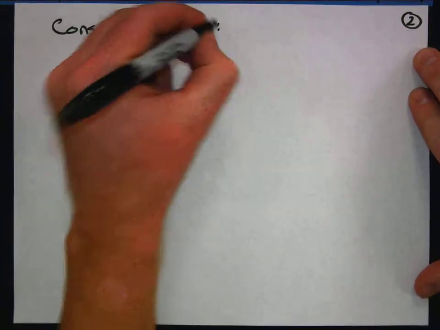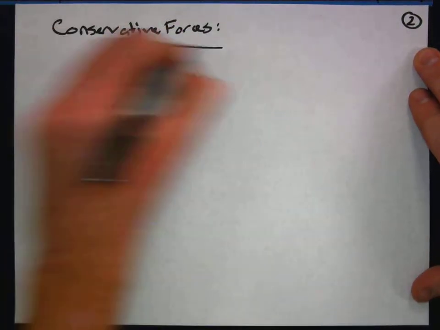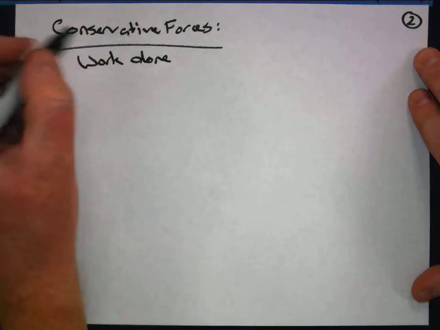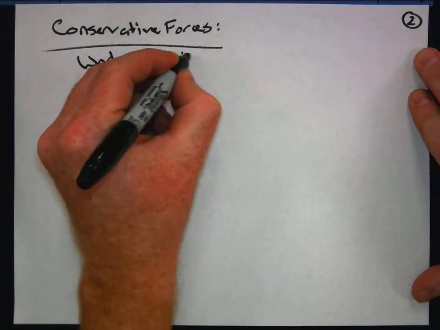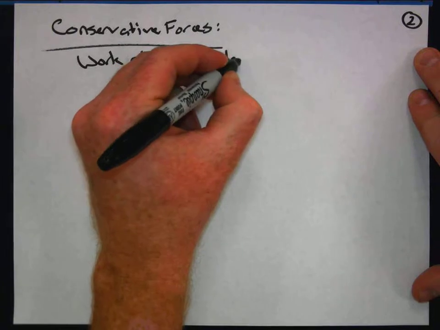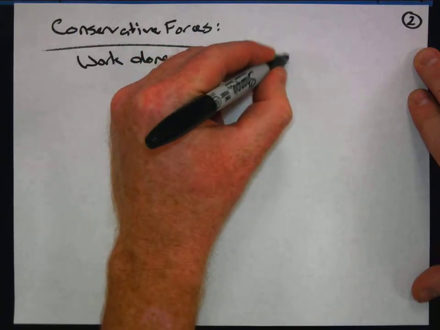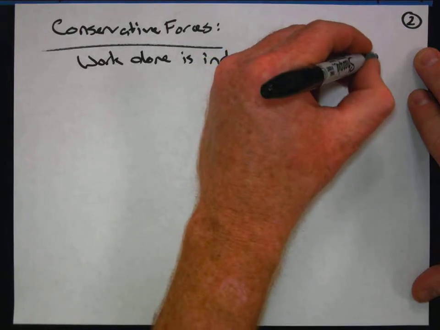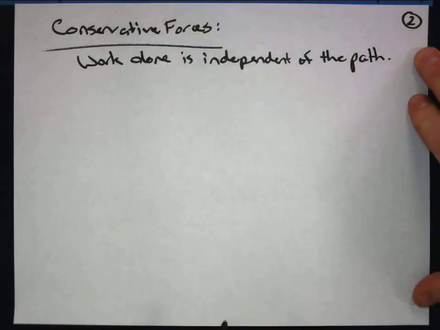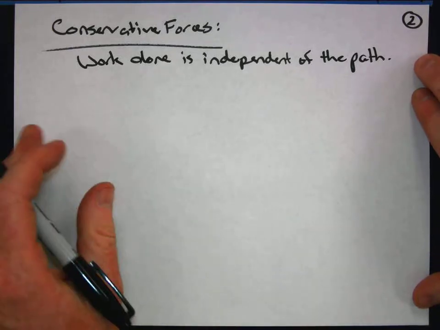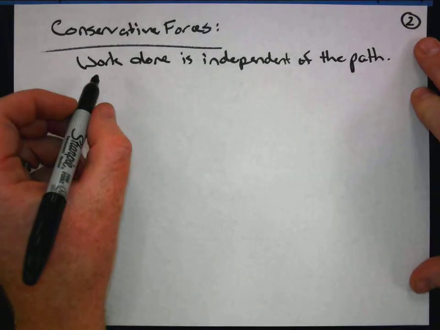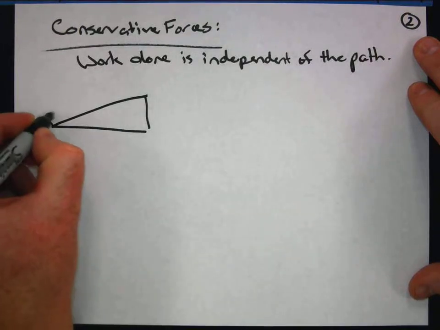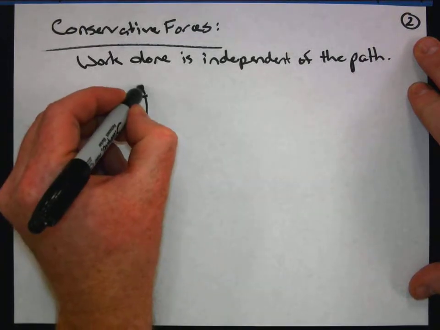For conservative forces, the work that is done is independent of the path, of the pathway taken. So we've seen this before in the previous chapter. We noted that if you're going to use a ramp to get an object to a greater height, okay, that's cool.